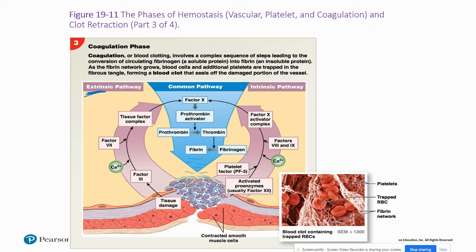Extrinsic, right? So we've got factor 3, and probably good to know calcium. You don't need to really remember factor 7 if you don't want to, but then there's their tissue factor complex. Intrinsic: this is going to be enzymes that have to be activated, platelet factor 3, and calcium plays a role here and here. Then factors 8 and 9 help activate factor 10 complex. Factor 10 is up here on the top. It's going to get prothrombin into thrombin. Thrombin is going to get fibrinogen into fibrin. And then we have our lovely clot.